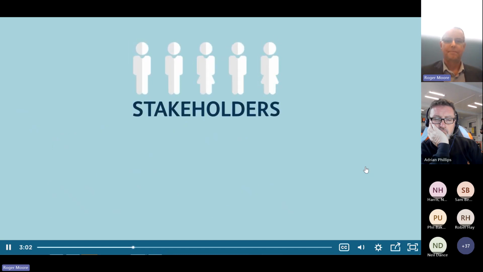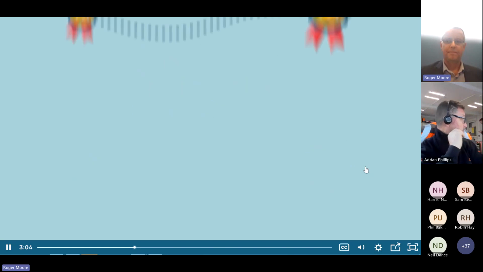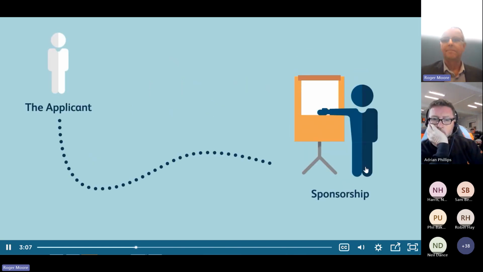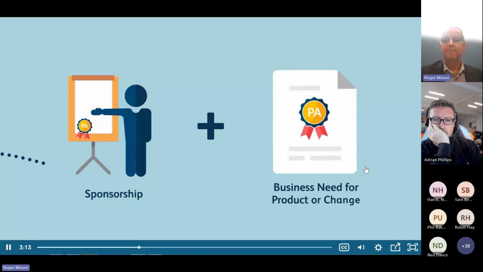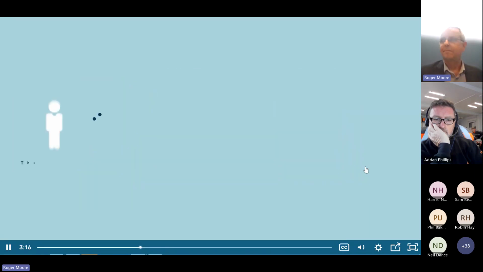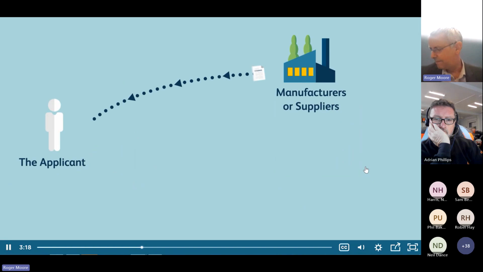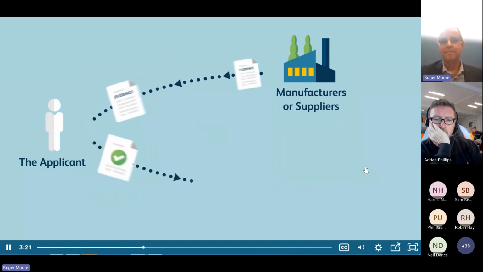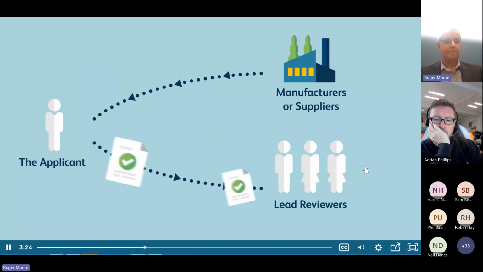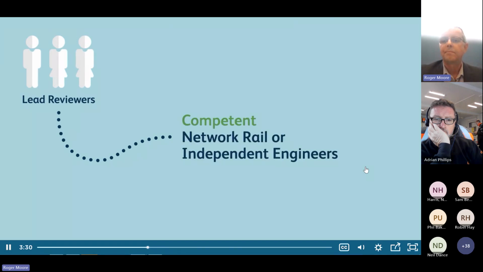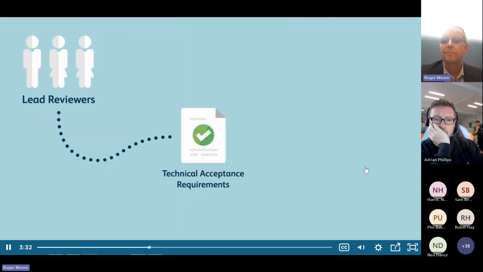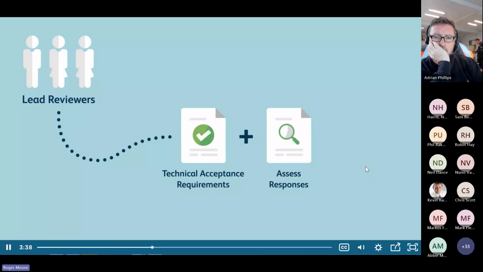Other stakeholders involved with the end-to-end process are the applicant, who is normally from a Network Rail route or region, acts in a sponsorship capacity and demonstrates a business need for the product or change. The applicant is accountable for liaising with and requesting evidence from manufacturers or suppliers against technical acceptance requirements set by the lead reviewer. Lead reviewers are competent Network Rail or independent engineers who set the technical acceptance requirements, path through the FR if required, assess responses to the requirements, and recommend acceptance of the product.